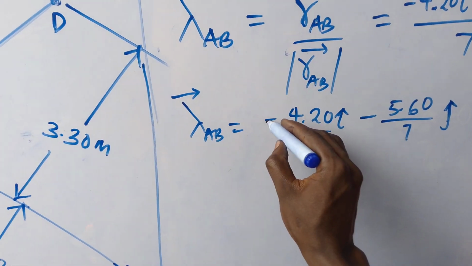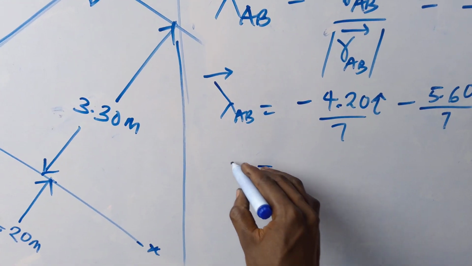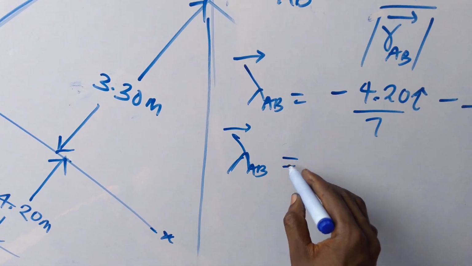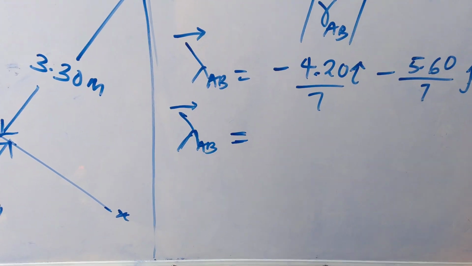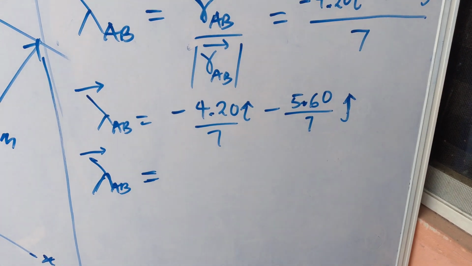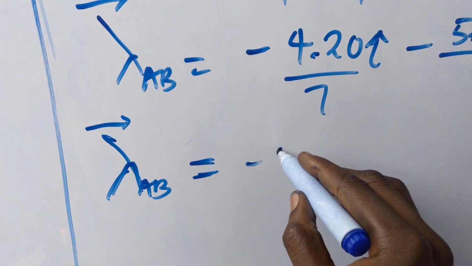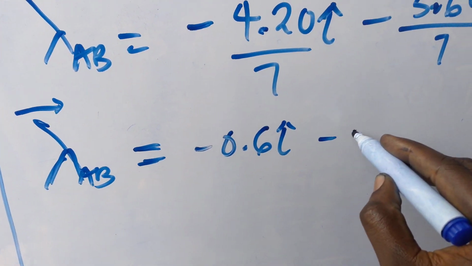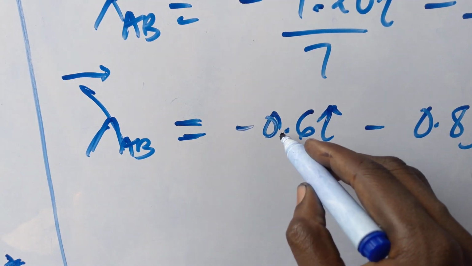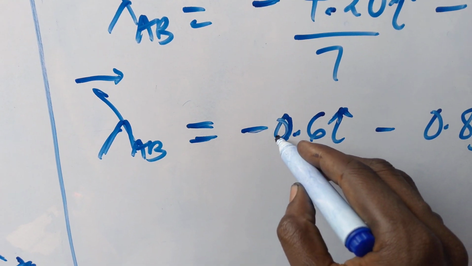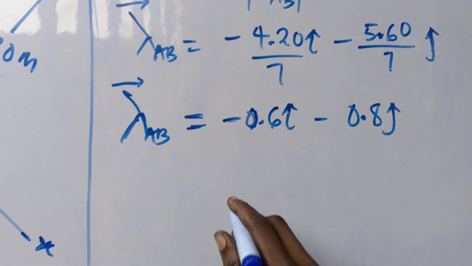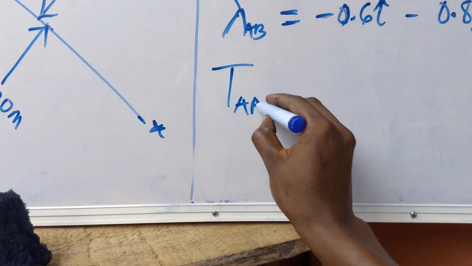Okay, so this now will give me lambda AB. If I divide this, I'll have minus 0.6 I minus 0.8 J. Okay, so then I'll look for tension force AB.